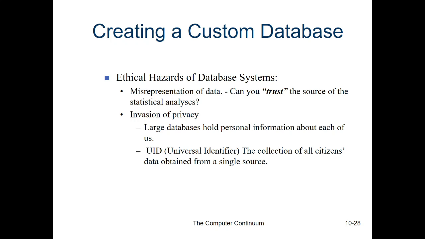So, invasion of privacy. Let's say you have a large database and someone invades your privacy, or let's say you are watching something on YouTube or somewhere, and your personal data, personal information is being stored. So that's a kind of privacy invasion as well. Large databases hold personal information about each of us. You know that. Universal identifier: the collection of all citizens' data obtained from a single source.